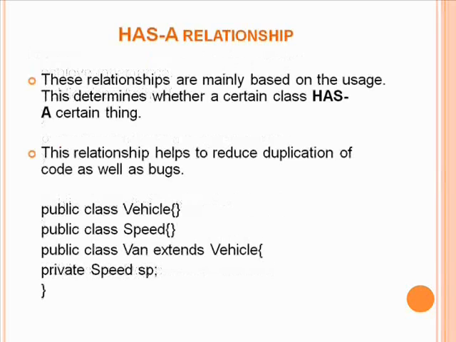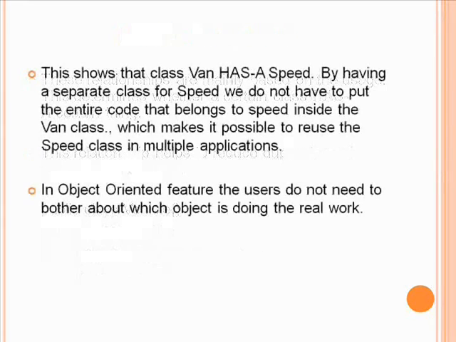Has-a relationship. These relationships are mainly based on the usage. This determines whether a certain class has a certain thing. According to the given code, we can say that van is a vehicle and it has an attribute called speed. In object-oriented features, the users do not need to bother about which object is doing the real work.